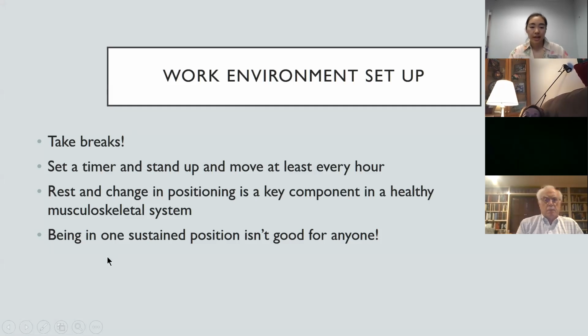And then, yeah, so again, being in one position, not good for anybody. So make sure you get up and down as frequently as possible because you want healthy nerves, healthy muscles, and that's going to be a key component for any kind of condition as well.